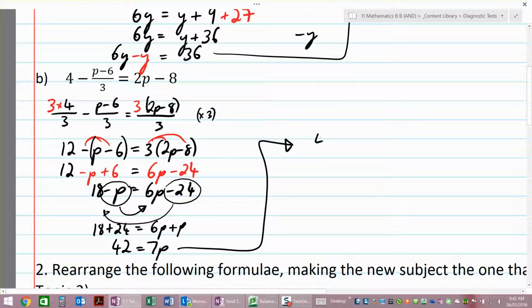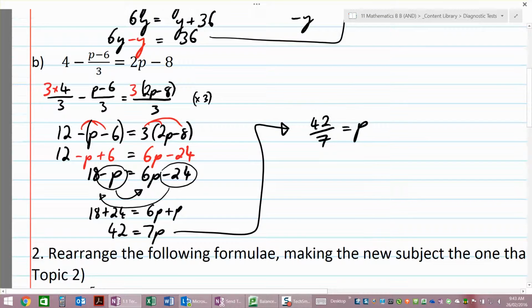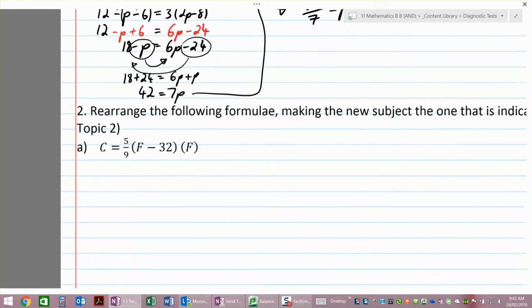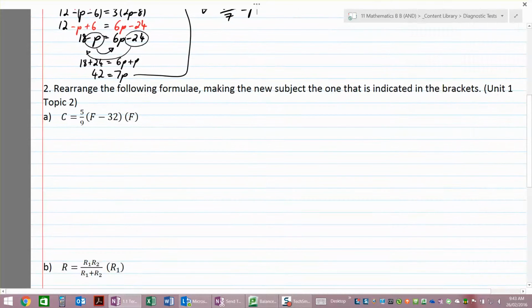Never leave myself enough room. 42 on 7 equals p. Okay, a lot of people seem to be switching the equation around all the time, so we always get p equals, but that's not necessary. It's fine as is. All right, rearranging of formula. There's 2 questions. Yep, 2 questions.